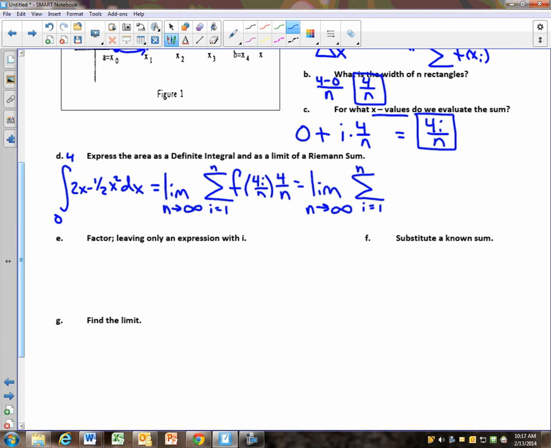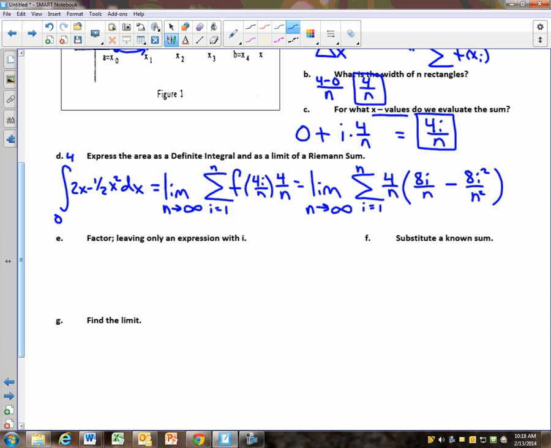So we've got this 4 over n. We know that this is going to have to be distributed through, right? So let's write that 4 over n times, and then I plug in 4i over n. So what's 2 times 4i over n? 8i over n, minus, now I got to take 4i over n and square it. 16i squared over n squared, then times 1/2. 8i squared over n squared. That's what we got.